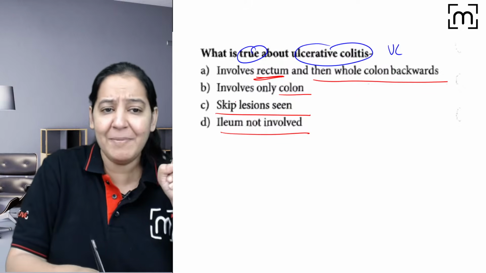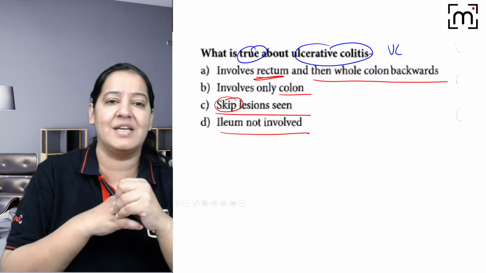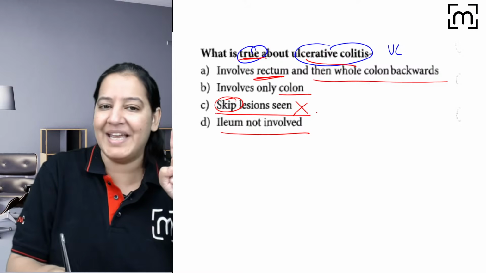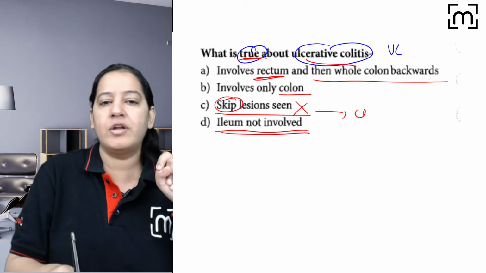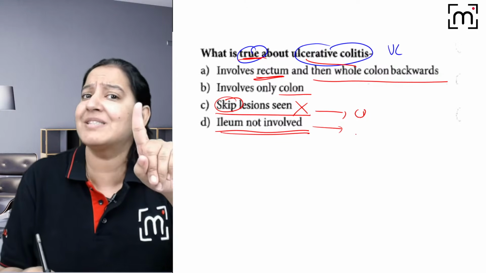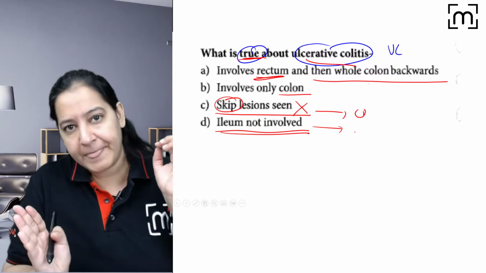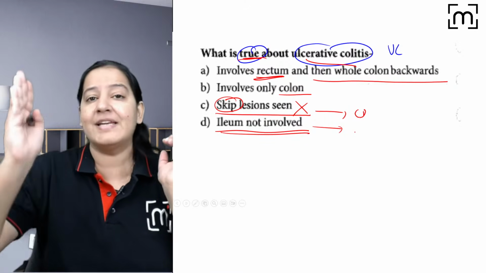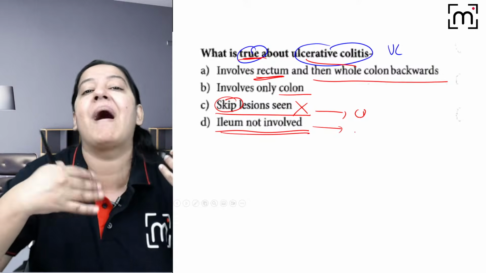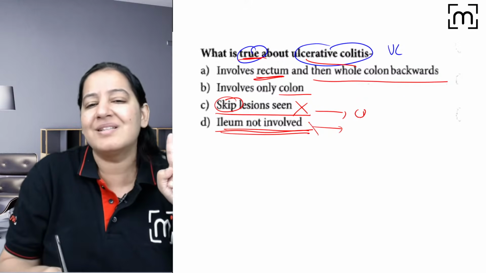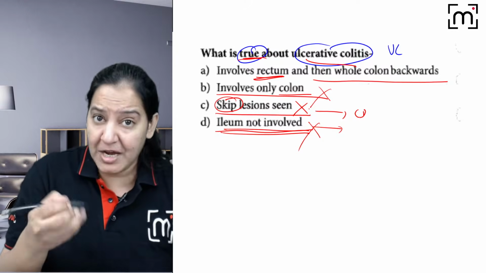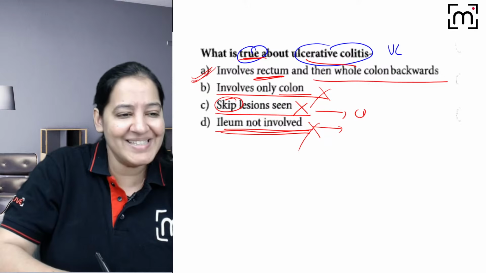Ram, no. Skip lesions are not seen in ulcerative colitis. They are seen in CD. I am asking what is true about ulcerative colitis. Ileum not involved? It doesn't hold. Sometimes backwash ileitis happens, rarely in 1% of cases, but it happens. So it starts from the rectum, goes backward, involves the descending colon, transverse colon, ascending colon, and then after pancolitis, it moves to the ileum. It is known as backwash ileitis. So ileum not involved is not true. It involves only colon? No, it is also not true. Sometimes it involves the ileum also. So I will go with A. I guess everyone will go with A.